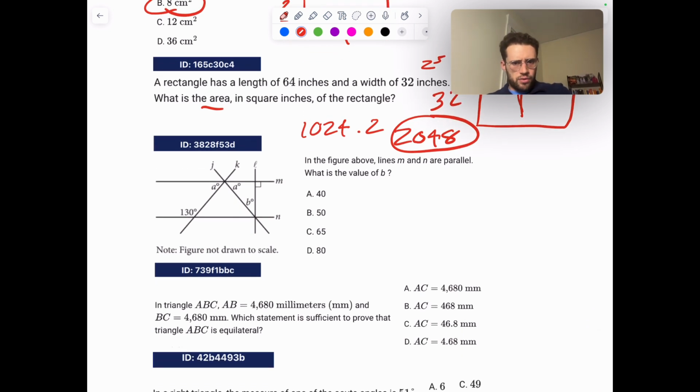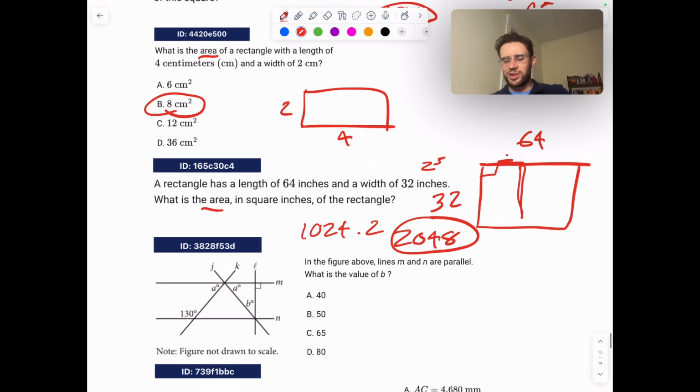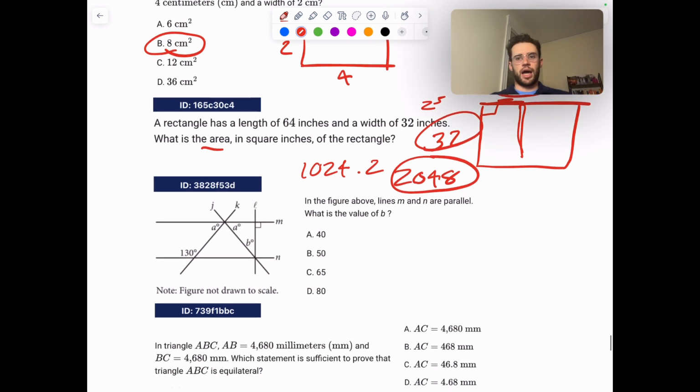And the figure above, and this one, again, don't get intimidated if you're not one who likes mental math. On the SAT, you get a calculator the whole time, so you can just type that in, 32 times 64, or you have to write it out, do the standard algorithm.